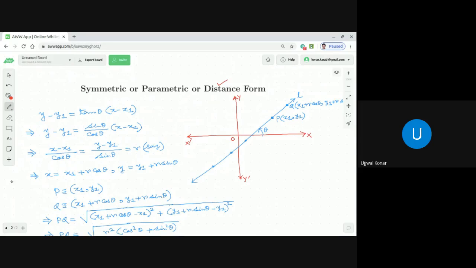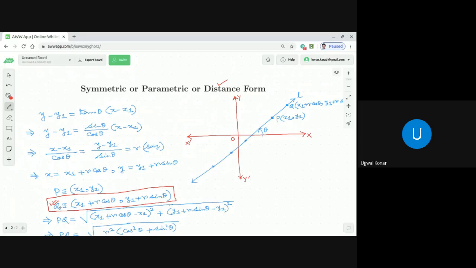Distance form. Why is it a parametric form? Parametric form means that you can represent the coordinate of any point on that straight line by means of a parameter. Why is theta not a parameter? Why are x1, y1 not parameters? Because of how you describe the point Q, something like this. That is the generic point on a straight line.